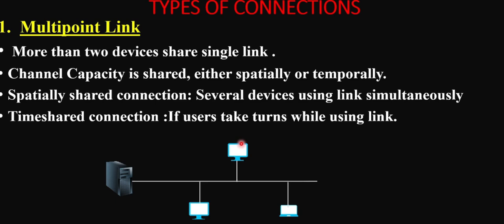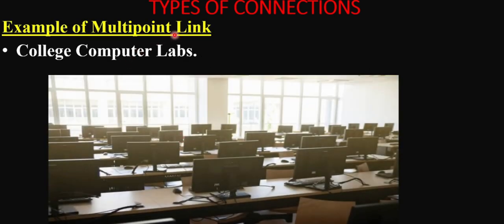And when all the three systems are using the link at the same time, that time we call it a spatially shared connection. So an example of multi-point link connection, you can take as college computer labs. All these computers in this lab are connected using a multi-point link. So the capacity of the link is shared between all the computers. So one link is used by all the computers. So this is called a multi-point link connection.